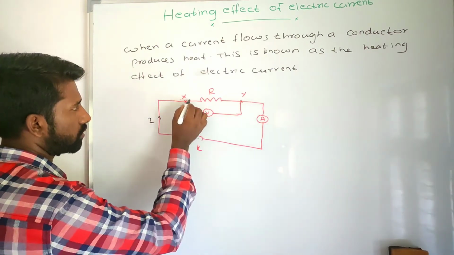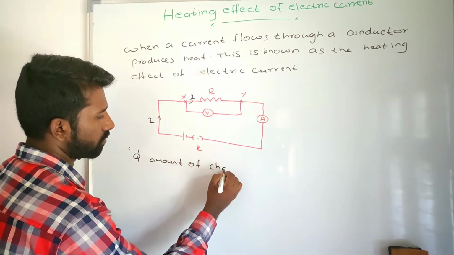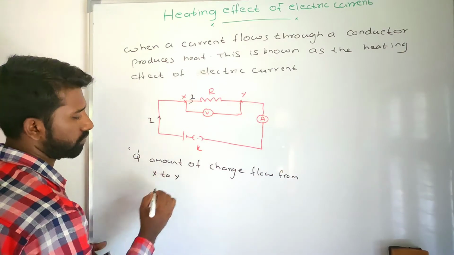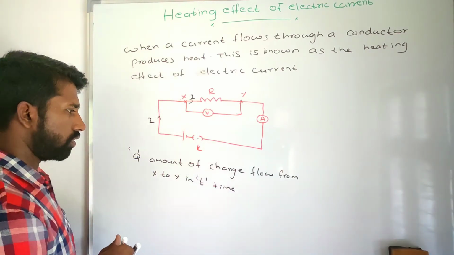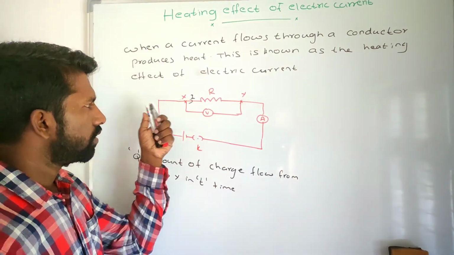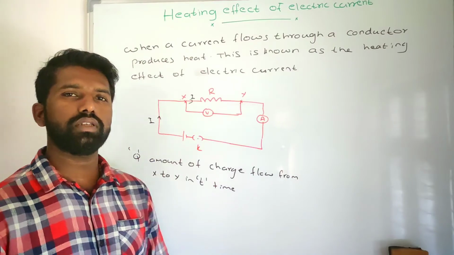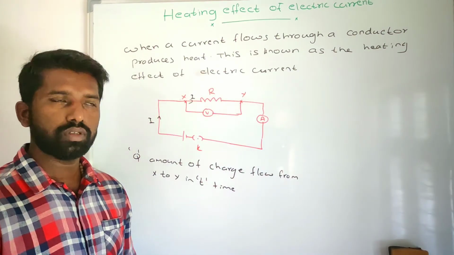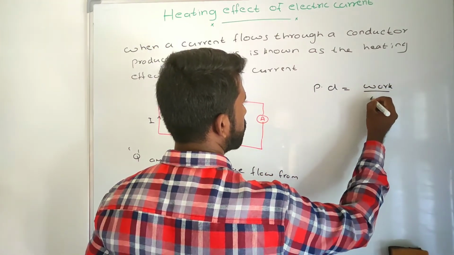I am considering Q amount of charge flowing from X to Y in T time. Due to this Q amount of charge moving, the current is generated. Then what is the potential difference across X and Y? The potential difference between two points is the amount of work done to bring a unit positive charge from one point to another. So the potential difference is equal to work done divided by charge.